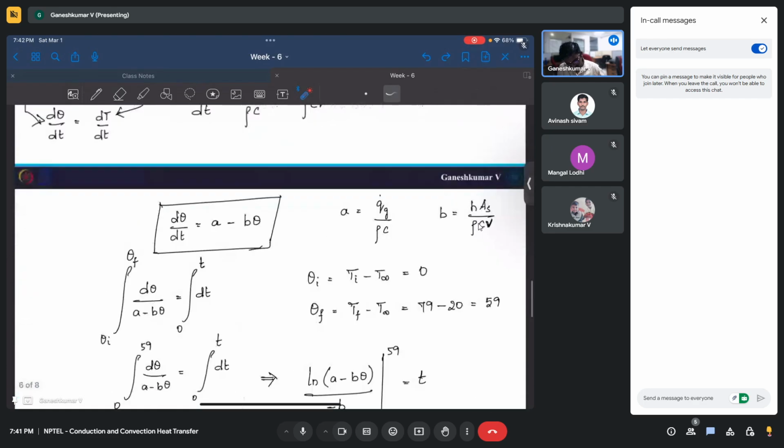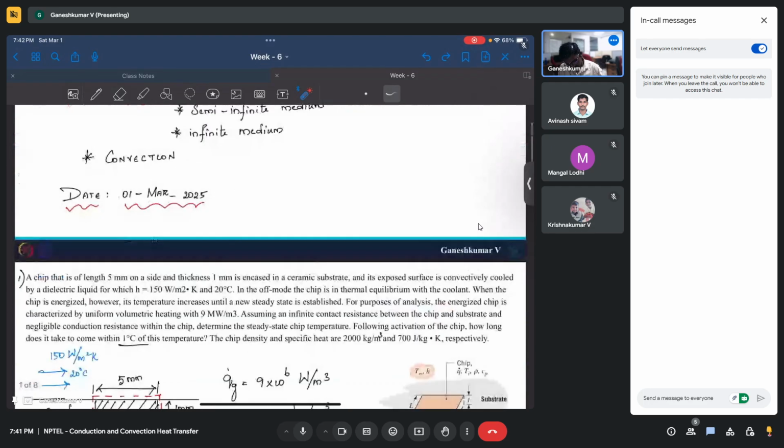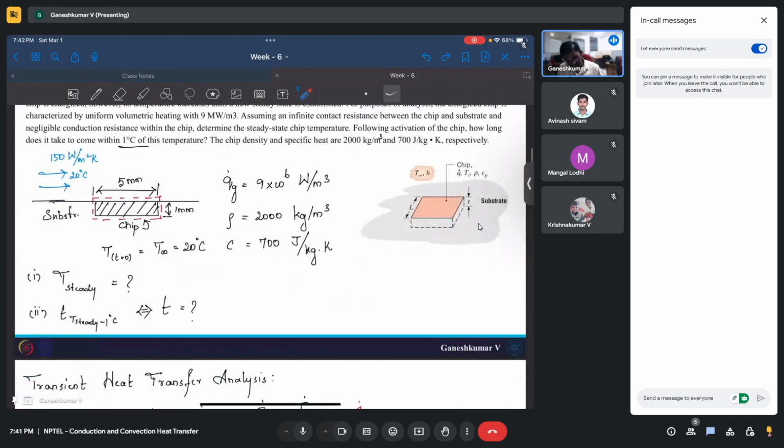All right, so this is what is being asked here. One thing is we need to find the steady state, which we found to be 80 degrees Celsius, and the other thing is the time it takes to reach near steady state, which is 38 seconds.